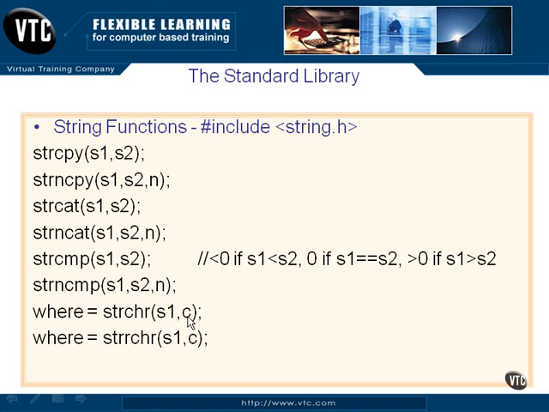So we can look for a letter someplace inside an entire string. String R CHR starts at the end of S1 and works its way backward, looking for the character. So we would start here, let's say, if this was our string, and we would look backwards trying to find a letter. And then if we found it, we would return the address.